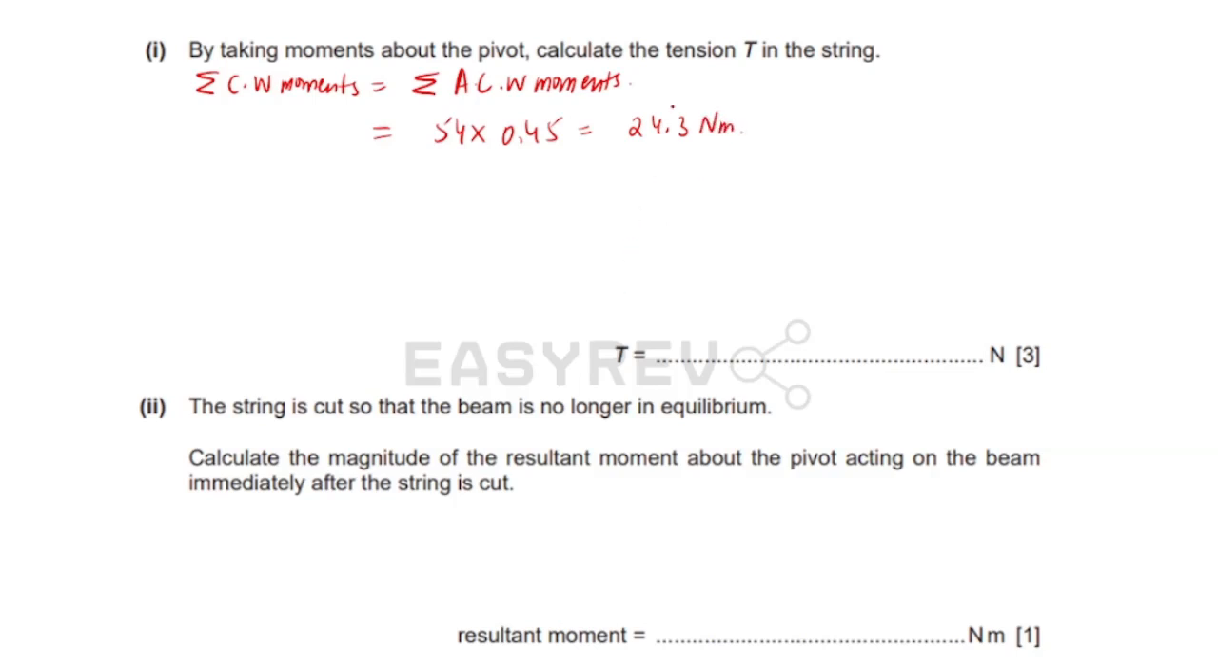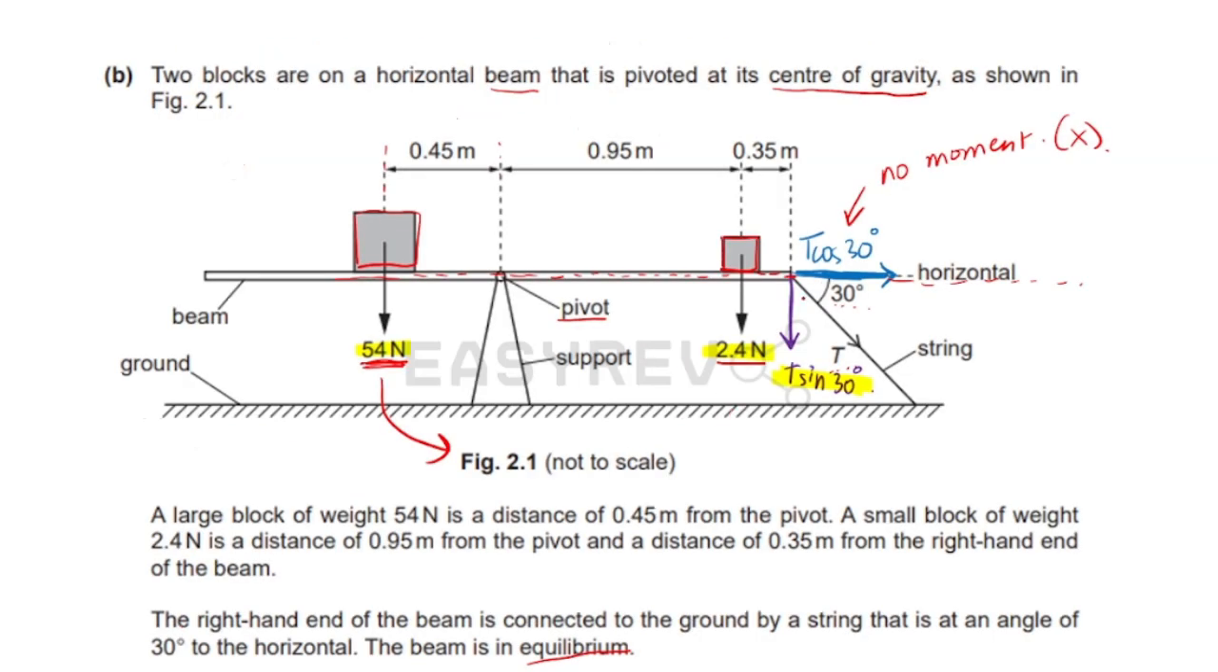So that's your anti-clockwise moment. And now let's calculate the total clockwise moment. Now, when it comes to the total clockwise moments, there are two forces this time: the 2.4 Newton force and then the T sine 30 component. So let's calculate them one by one.